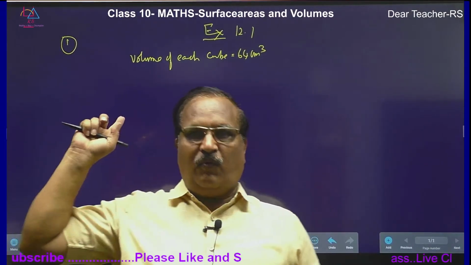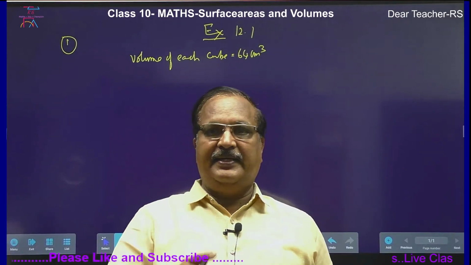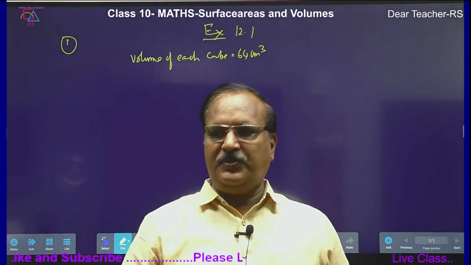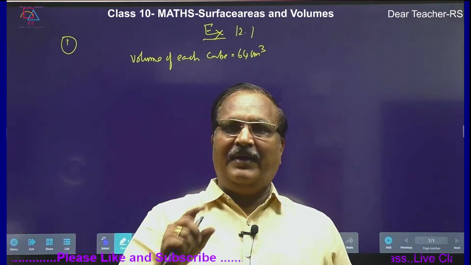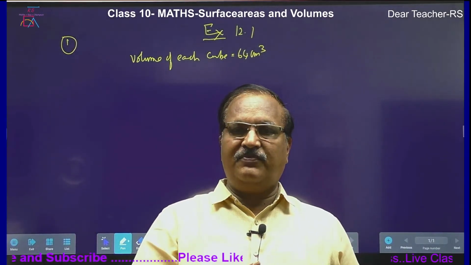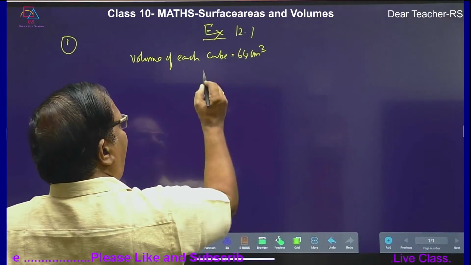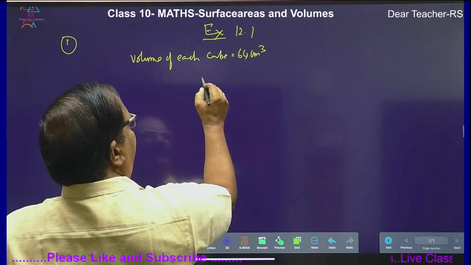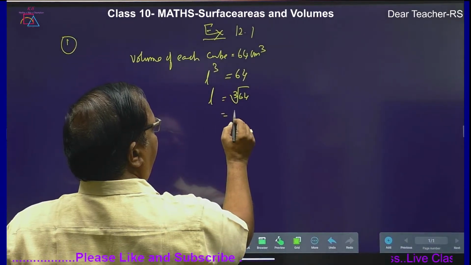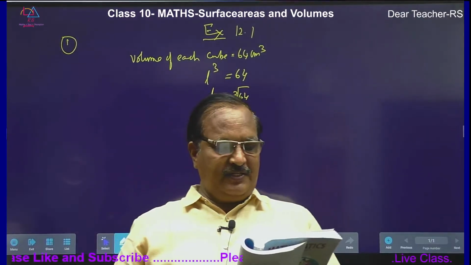Whenever the volume of a cube is given, you can easily find the side, because in a cube all edges are equal. So I will find out the edge of the cube. L cube is equal to 64, and L is equal to cube root of 64, which is 4 centimeters. So the edge of each cube is 4 centimeters.